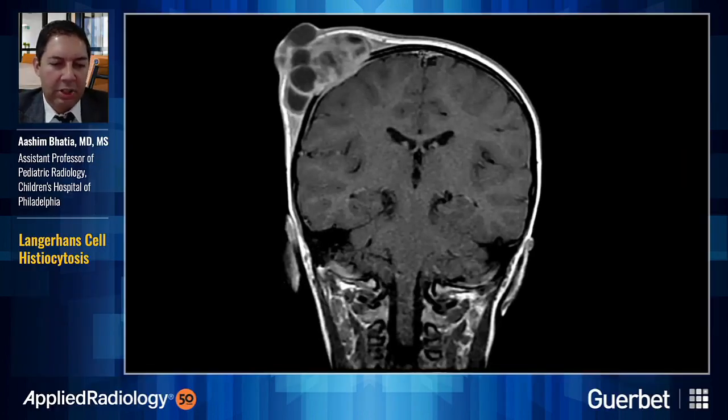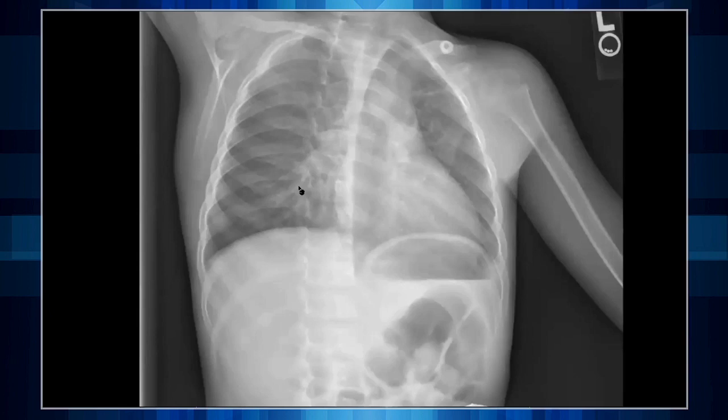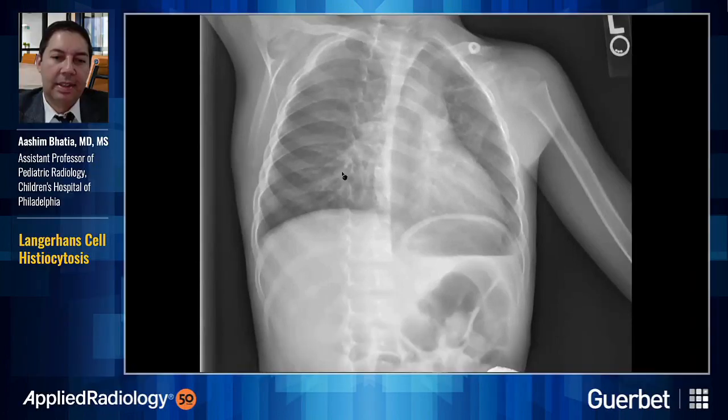So the main thing on your differential in the pediatric patient would be Langerhans cell histiocytosis, possibly metastatic disease. Part of the workup with oncology included a bone survey. And here's just some examples of the bone survey where you can look for other involvements in other regions of the skeletal system. And in this case, it was an isolated right frontal calvarial lytic lesion with a soft tissue mass.